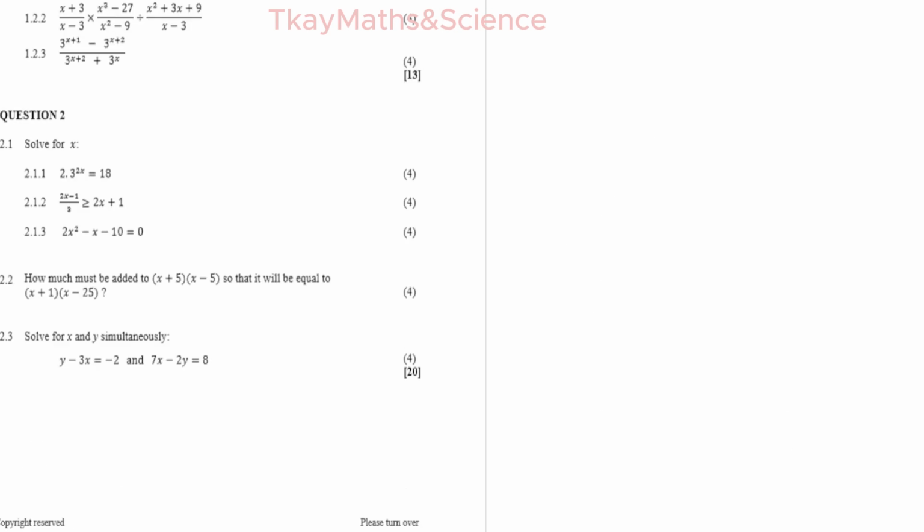Okay, so 2.1 is requiring you to solve for x, where we have this expression that is 2 dot 3 to the 2x is equal to 18.